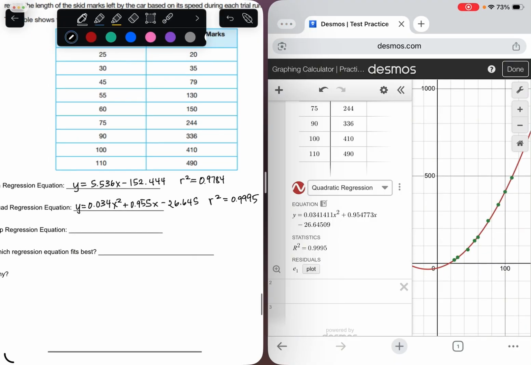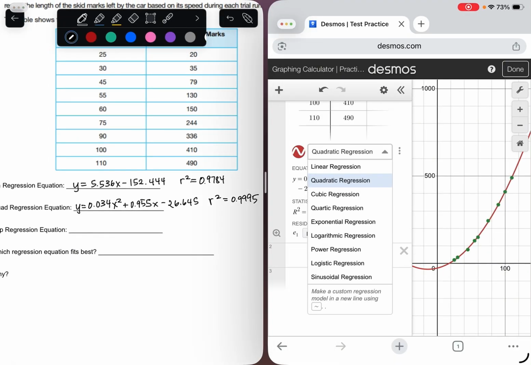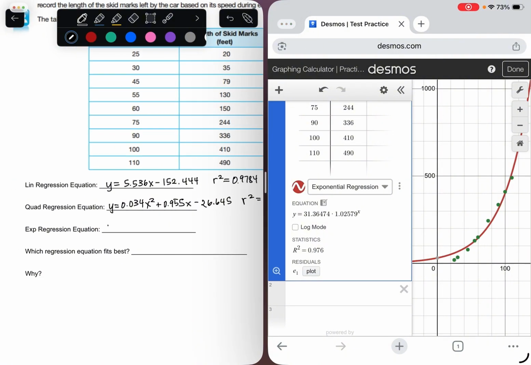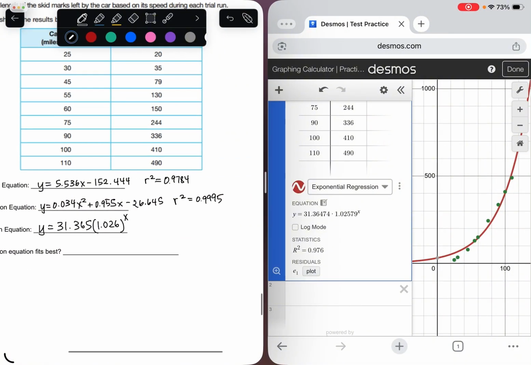Okay, and then we'll try exponential. Looks like we missed quite a bit of the points. Our equation is 31.365 times 1.026 raised to the x. And we have an r squared value of 0.976.